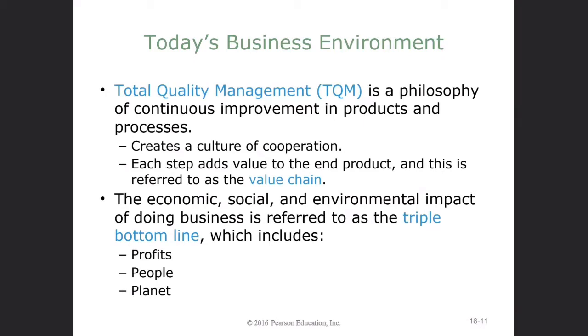Total quality management, TQM, is a philosophy of continuous improvement in products and processes. Total quality management creates a culture of cooperation. Each step adds value to the end product, and it's referred to as the value chain. The economic, social, and environmental impact of doing business is referred to as the triple bottom line. And the triple bottom line, or the 3 Ps, is profits, people, and planet.